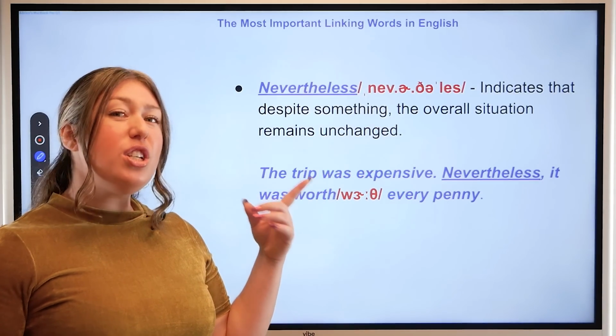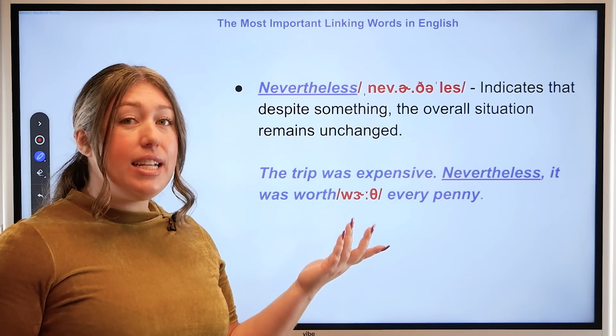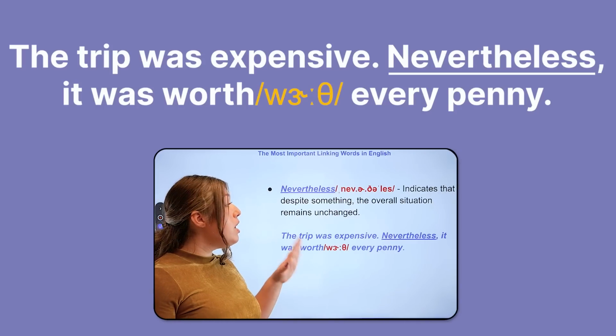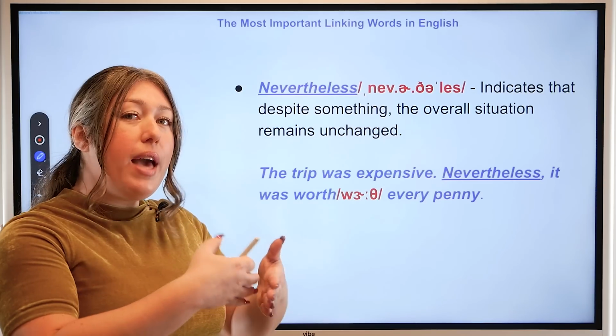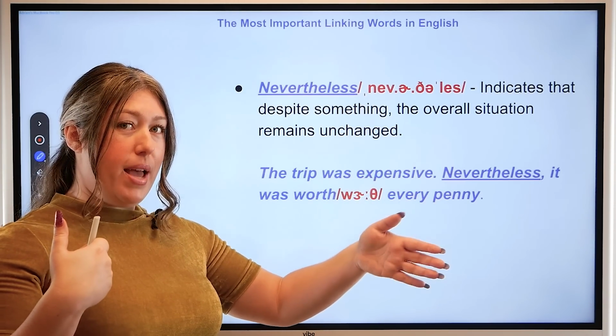The next linking word of contrast is nevertheless. We can use this just like however to start a sentence, but we can't do that with but. And again, it's showing something contradictory to what was stated before. For example, the trip was expensive. Nevertheless, it was worth every penny. So we have these two different ideas, the trip being expensive, but it was worth every penny.